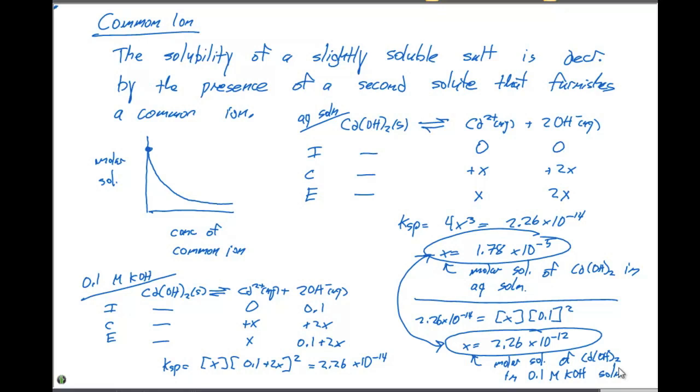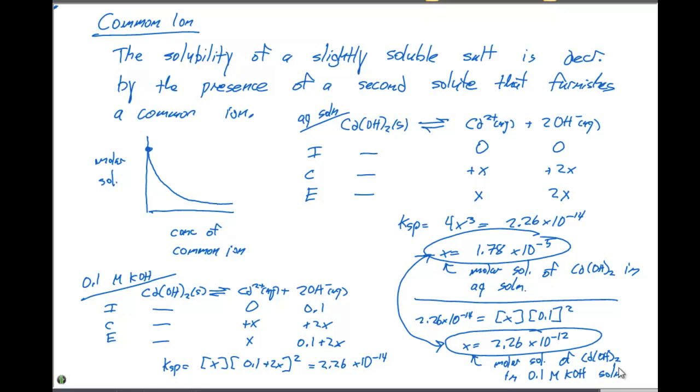Zach, you had your hand up over there? Is there a cutoff whenever you put the KSP is -5 and how big it is that we can beat that plus 2x? So the question over here comes from when can we approximate that 0.1 plus 2x to be roughly equal to 0.1? When we're dealing with acids and bases, a lot of the K values range from 10 to the minus 2 to 10 to the minus 5. So they're a lot larger compared to these K values.